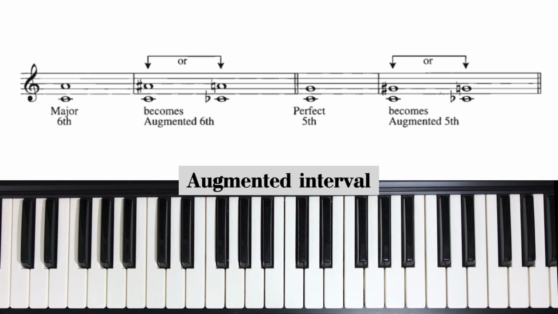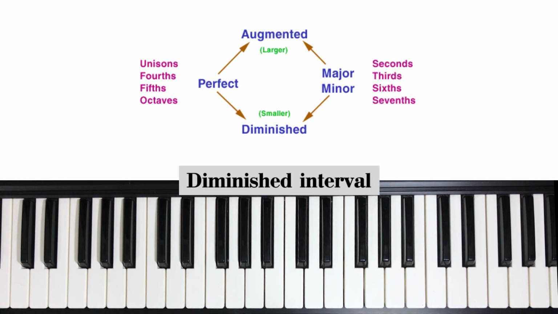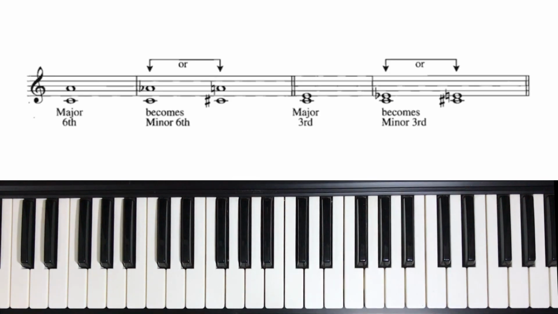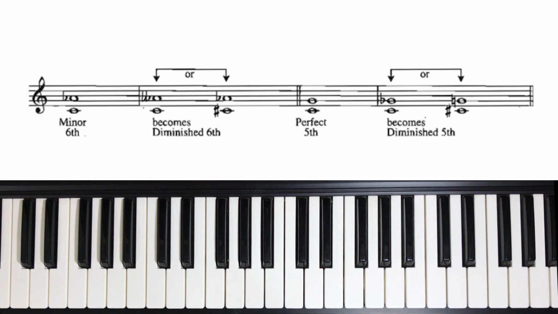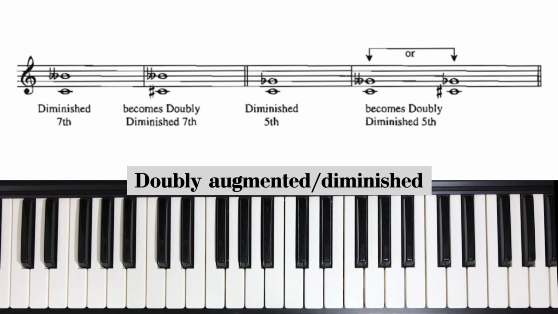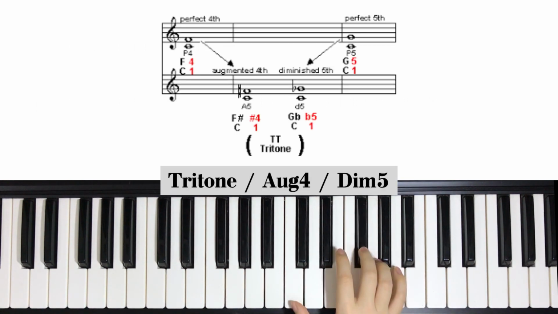Major and perfect intervals become augmented when the upper note is raised or the lower note is lowered by a half step. In contrast, the interval is diminished when the upper note is lowered or the lower note is raised by a half step. A diminished major interval becomes minor. Also, diminution makes minor and perfect intervals become diminished. When an interval is augmented or diminished two times, it becomes doubly augmented or doubly diminished. Remember that the augmented fourth or diminished fifth is also called a tritone, meaning three whole steps.